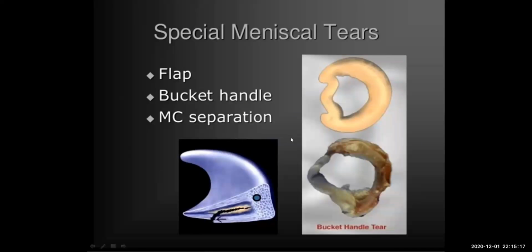This is a fairly common type of special meniscal tear. That's what we call the bucket handle tear. The bucket handle tear is the same as the horizontal tear, but the body of the tear has been detached from the mother body, so it becomes like the handle of a bag. Okay, this is what we call the bucket handle tear.